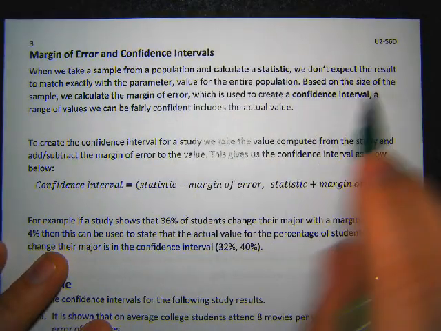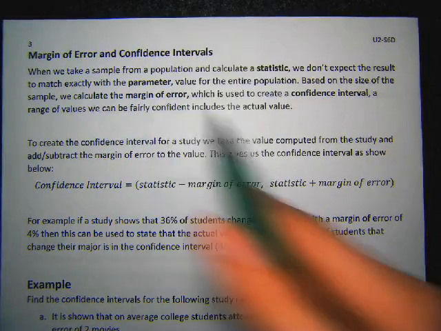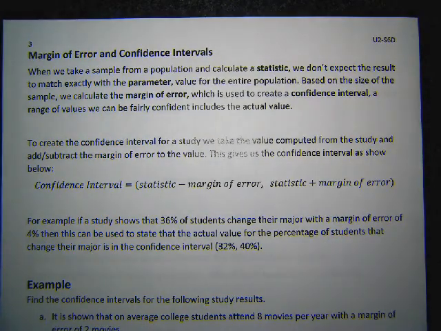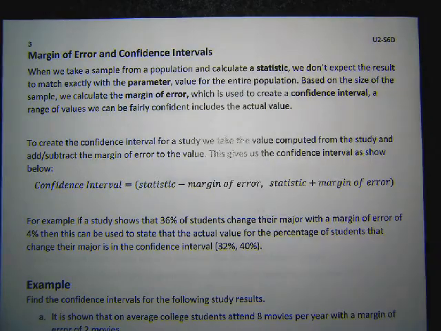So based on the size of the sample, we calculate what's called a margin of error. The bigger your sample, the less room for error you have. The smaller your sample, the bigger your margin of error will be. So basically we say we don't expect the statistic and the parameter to match exactly.